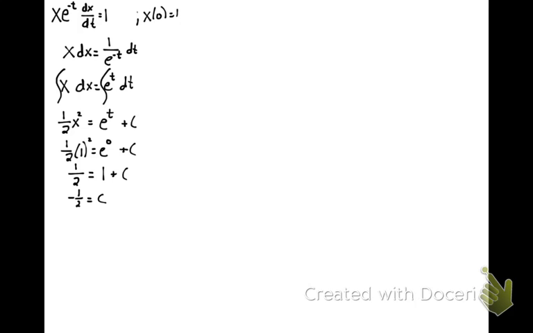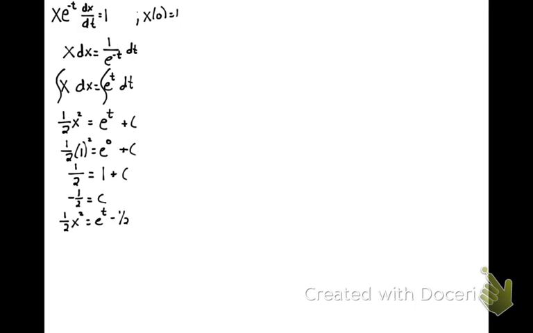So our third point is for substituting correctly our initial condition. We read that when t is 0, x is 1, so we made that substitution. The fourth point is for actually finding c correctly. So now we know what our equation was. It's 1/2 x squared equals e to the t minus 1/2.